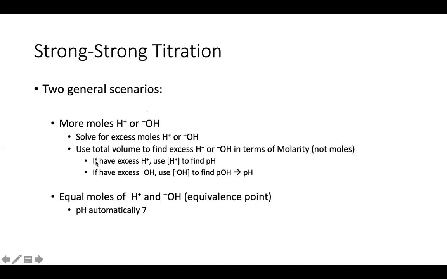Okay, and it has to be for a strong titration, right? It does not work for weak strong titration. But if you have a strong titration and you have equal moles of H plus and OH minus, your pH is 7. No work required. Just show that they're equal moles and just write pH 7, circle it, and move on.